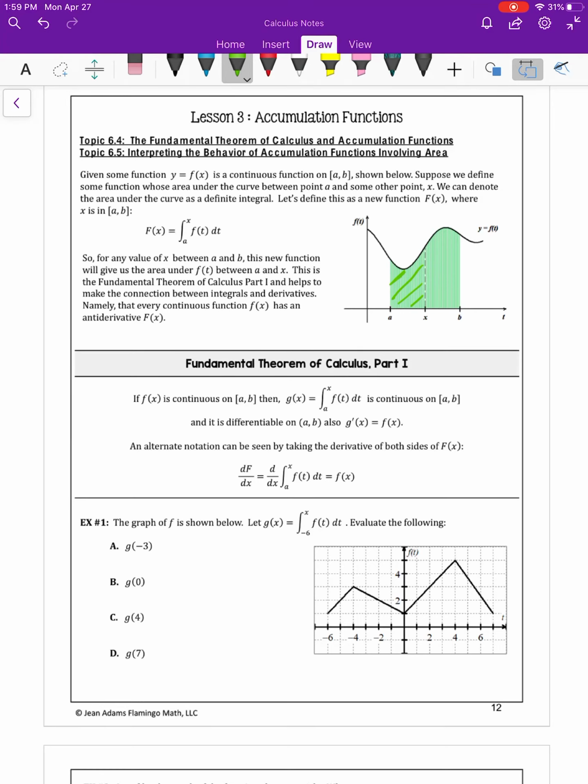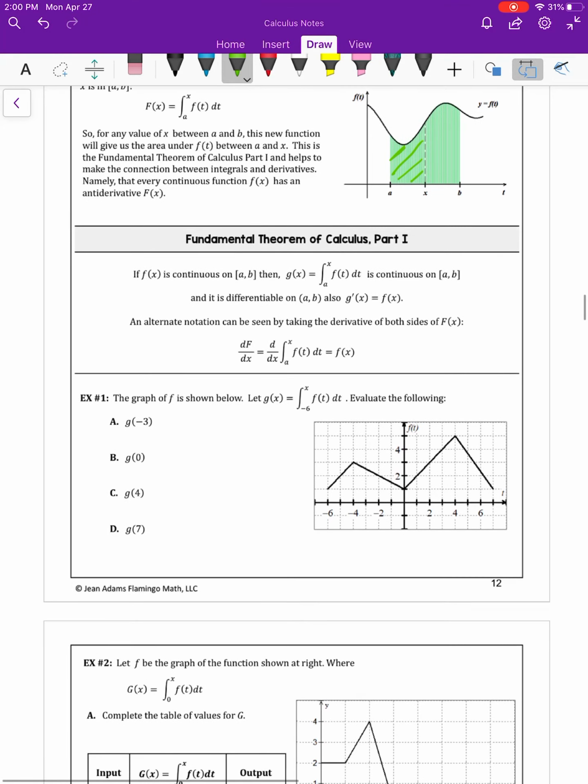Your integral from a to x is going to actually be a number, which would be equivalent to the area under the curve from your function to the x-axis. So for any value of x between a and b, this new function will give us the area under f of t between a and x. This is the fundamental theorem of calculus part 1 and helps to make the connection between integrals and derivatives. Namely, that every continuous function f of x has an antiderivative, capital F of x.